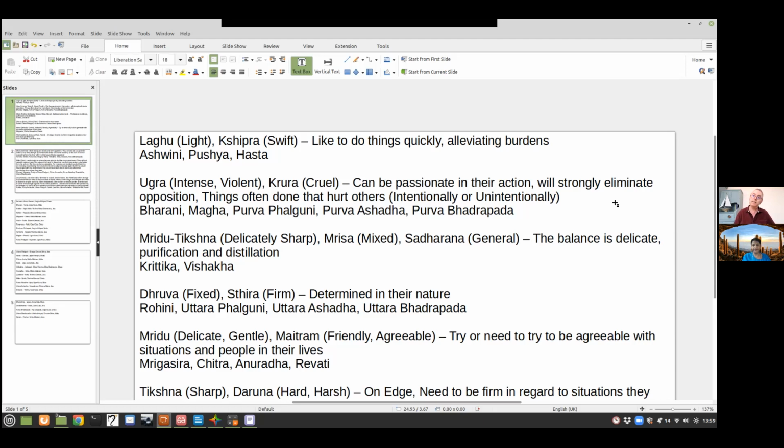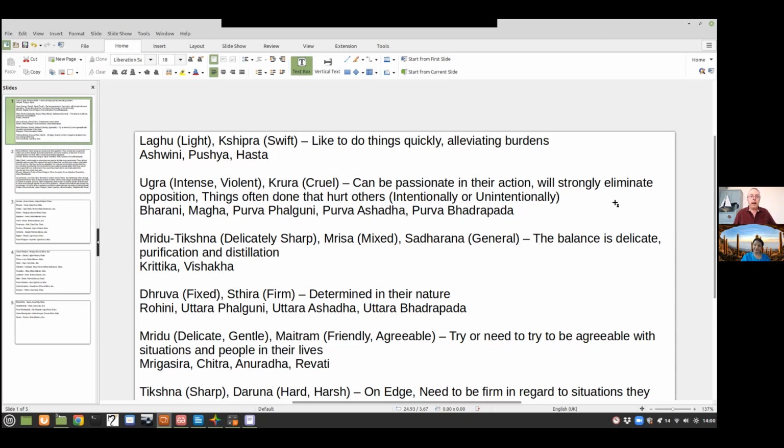And Uttara means ladder, right? So it's like the process of being determined so that you can get through to the final stage. And I think you might have been hinting earlier that all the Ugra and Krura nakshatras are also Purva nakshatras.